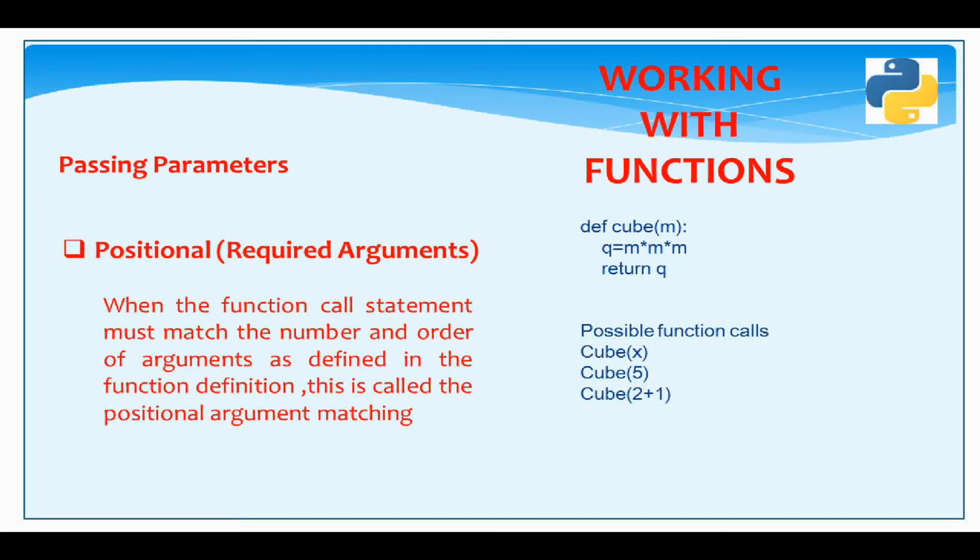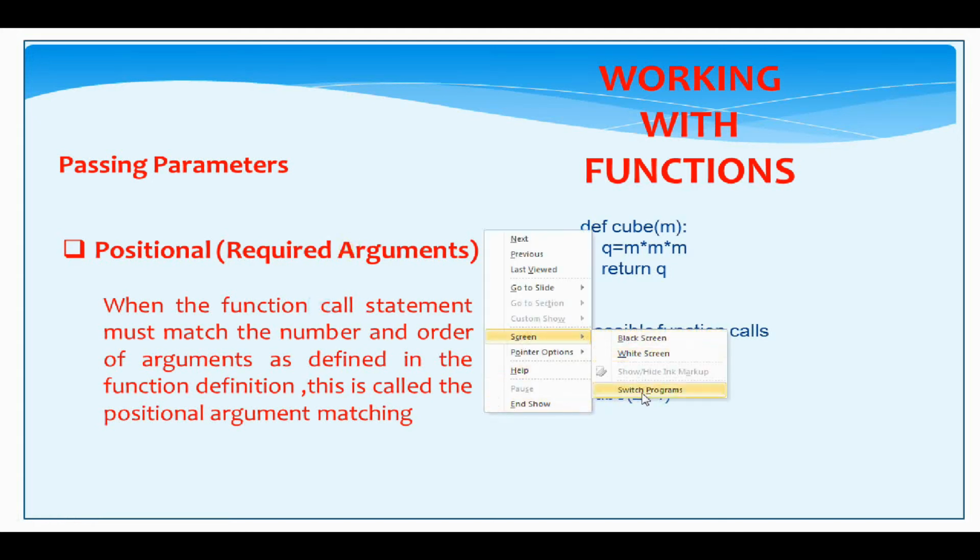In simple way, in this positional or required argument method we have to follow the following things. Number one, all the arguments must be there. If the function needs 3 arguments, then there must be 3 arguments. If a function needs 2 arguments, then the function call should also have 2 arguments. Second point is that the order of the arguments must also tally and match. If the first argument is an integer and the second is a string in the function definition, then we should send the arguments in the same order in the function call also. That is, the first argument should be an integer and the second should be a string.